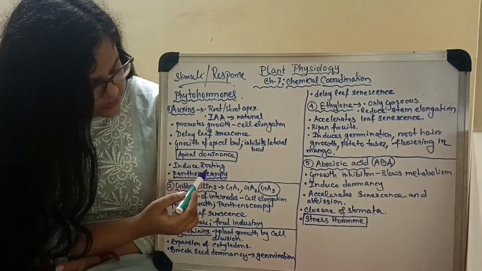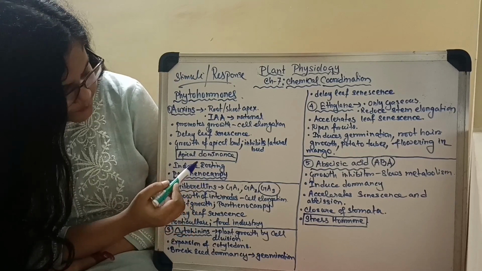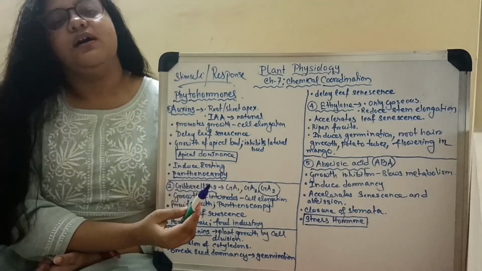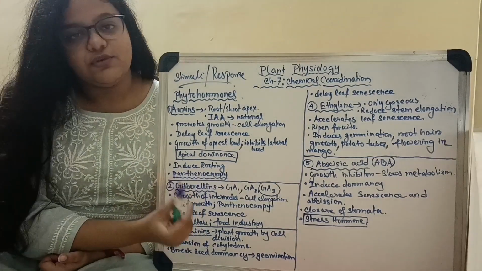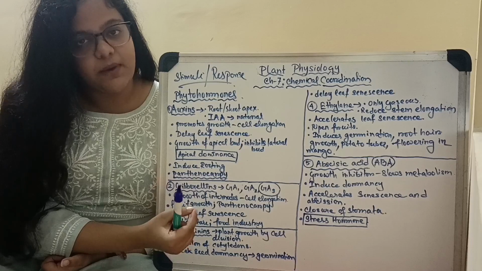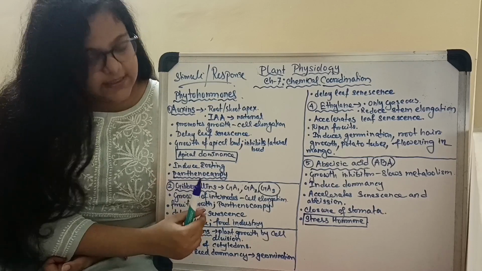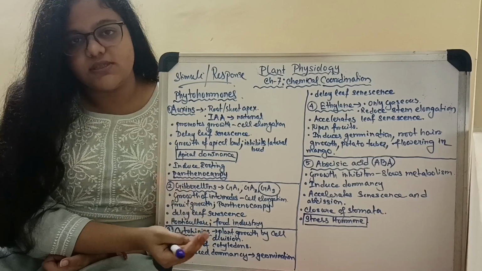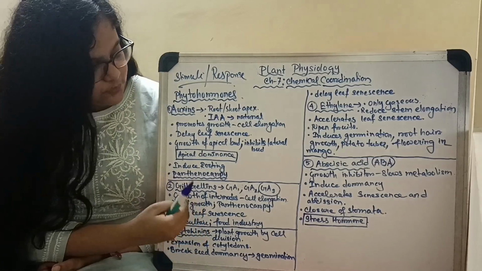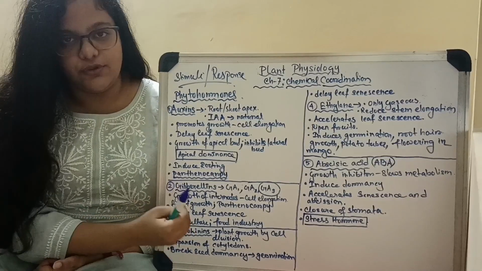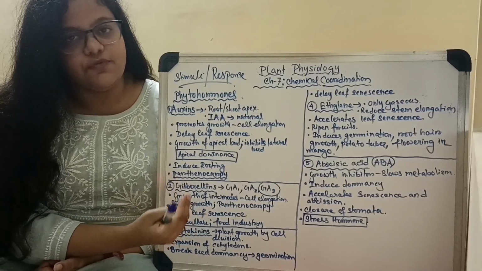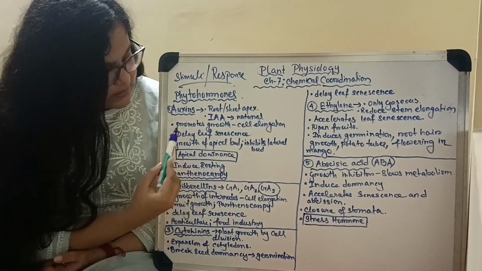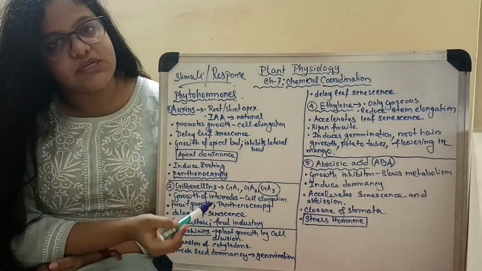Now next, it induces rooting. What is rooting here? Rooting here means that if a cut part of a plant or a stem is planted in the ground, with proper products supplied to it and a proper environment created around it, then roots start to grow from the end part of the plant which is planted in the ground. Auxins help in promoting that rooting.